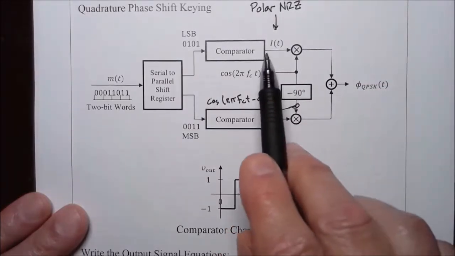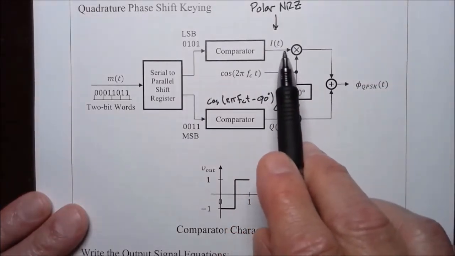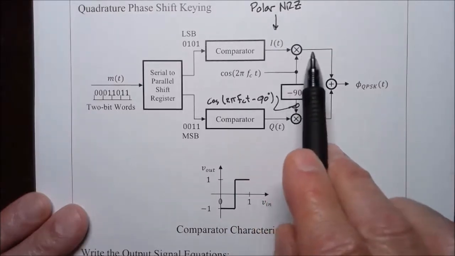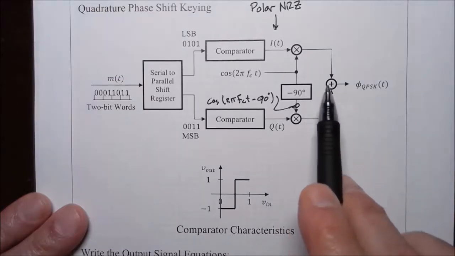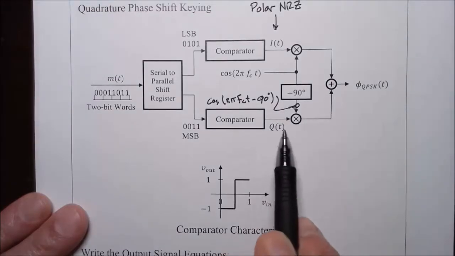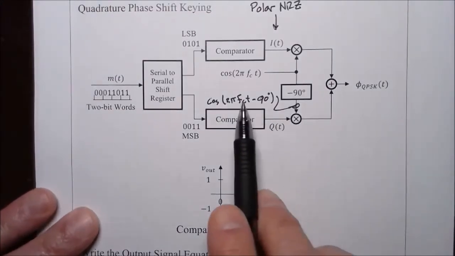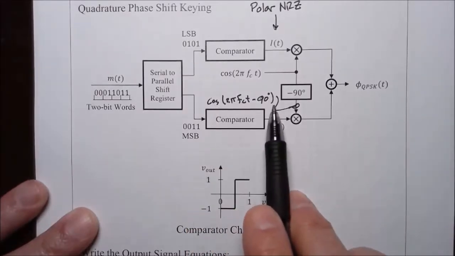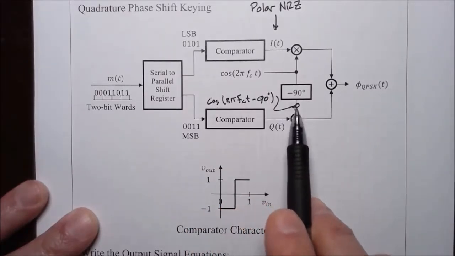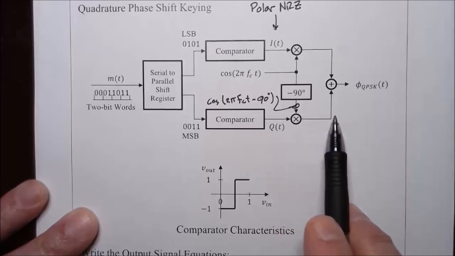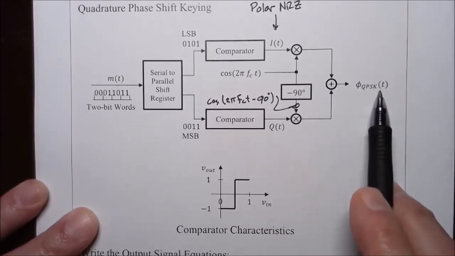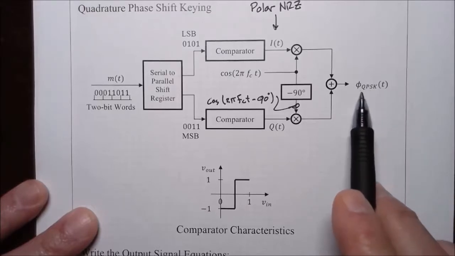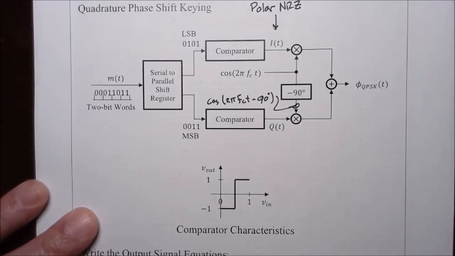So the in phase binary polar non-return to 0 signal is mixed with the straight up carrier, and then that is applied to the summing amplifier. And then the quadrature signal is mixed with this phase quadrature carrier, the one that's been shifted 90 degrees, and then it is added in the summing amplifier, and it produces a quadrature phase shift keyed signal.